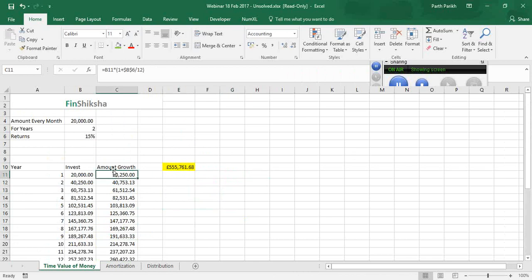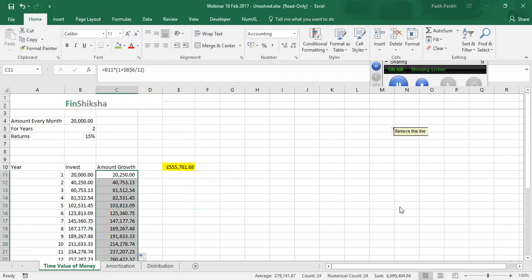How did I drag this? You simply click on the cell C11. There is a small square box over here. Move your cursor around till you get this cross. As and when you get this cross, you simply double click it and you will get the output over here.